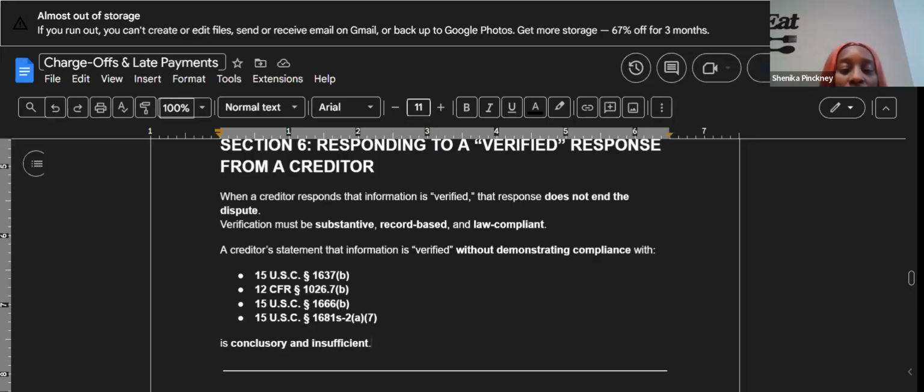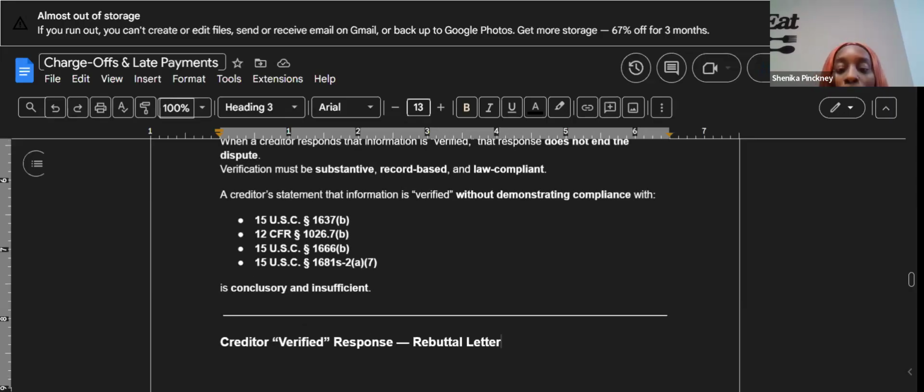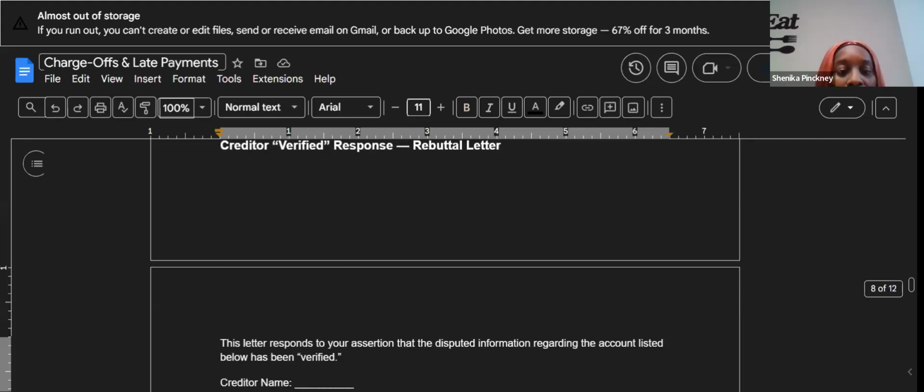So when a creditor responds that information is verified, that response does not end the dispute. Verification must be substantive, record-based, and law compliant. A creditor statement that information is verified without demonstrated compliance with 15 USC 1637B, 12 CFR 1026.7B, 15 USC 1666B, and 15 USC 1681s-2(a)(7) is conclusory and insufficient. All right, creditor verified response rebuttal letter.